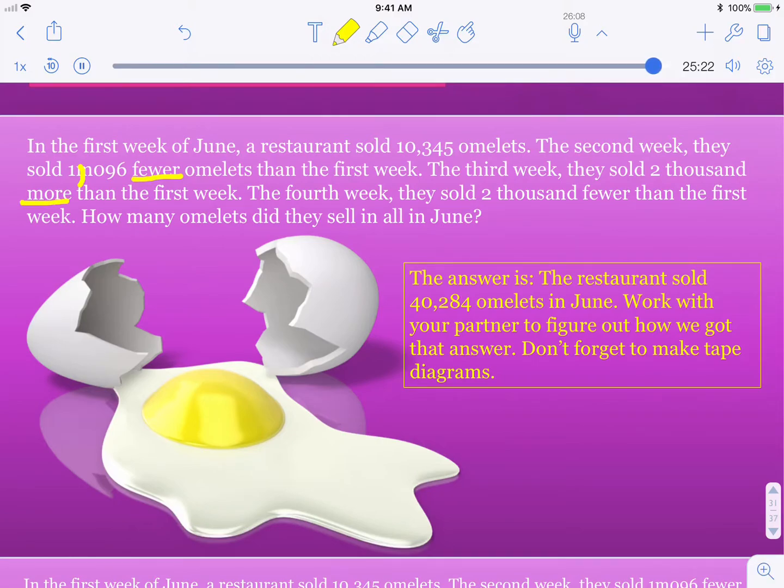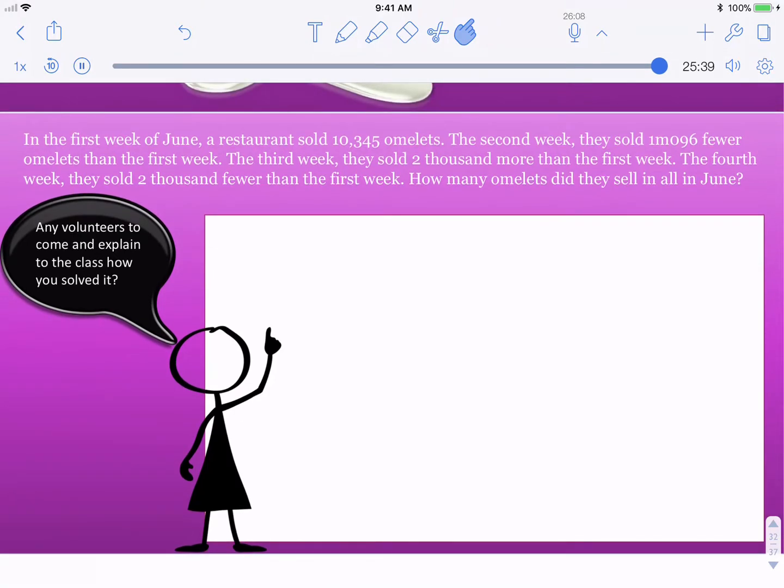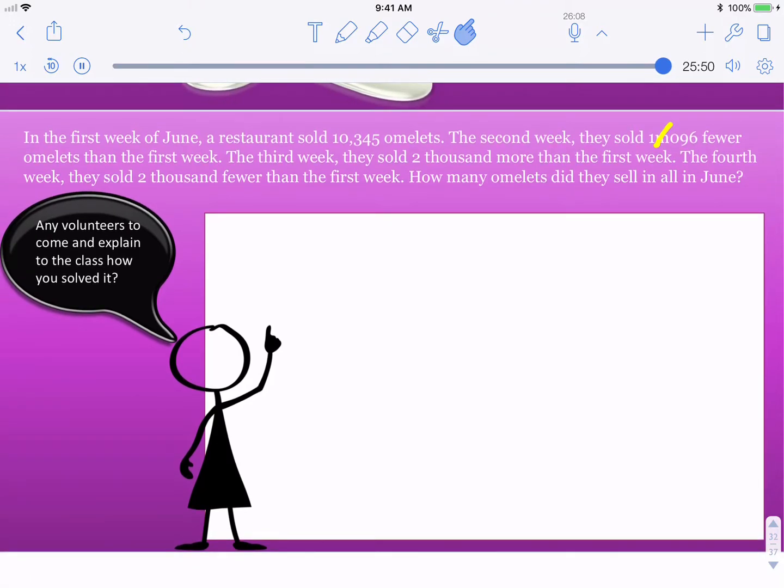I want you to work to figure out how we got that answer. Don't forget to make a tape diagram. So, don't just solve this on your desk. I want you to solve it, start a blank slide, and do a screenshot of it when you're done solving it. Okay, you can go ahead and draw your bars on the next slide.